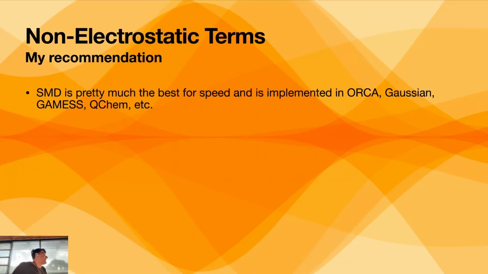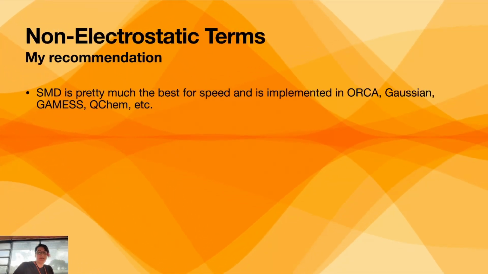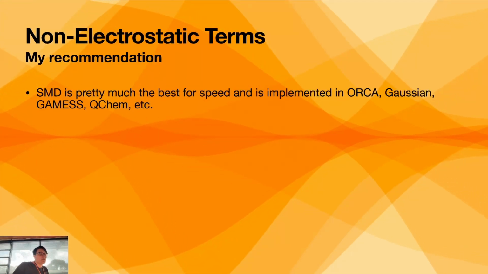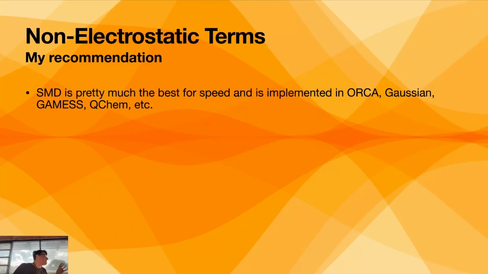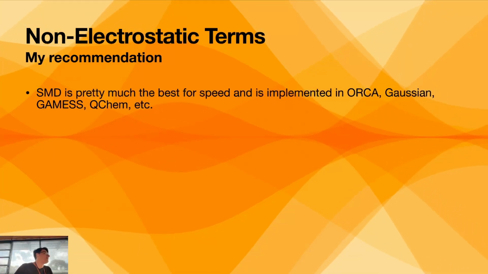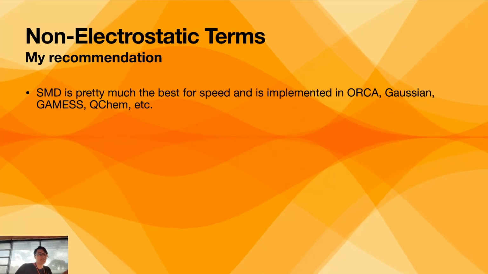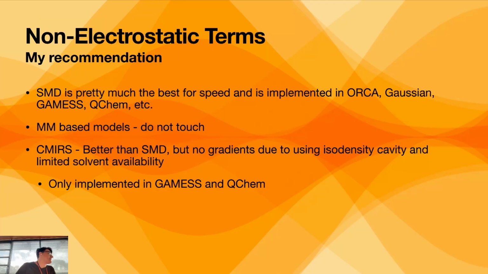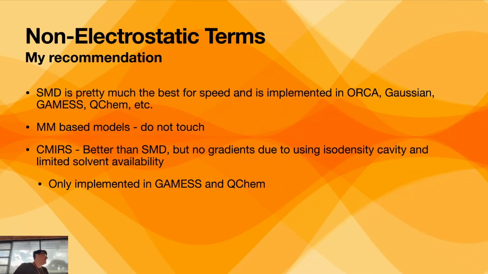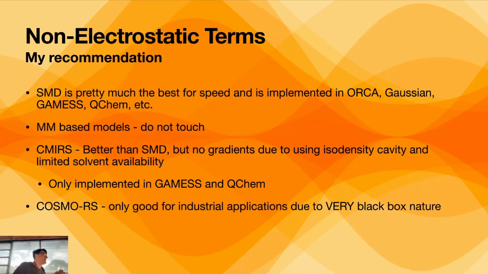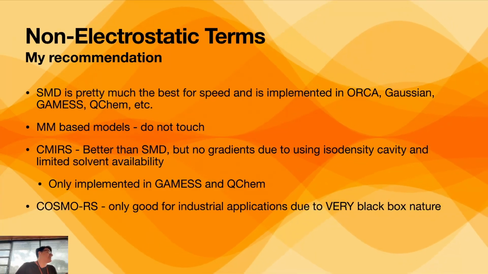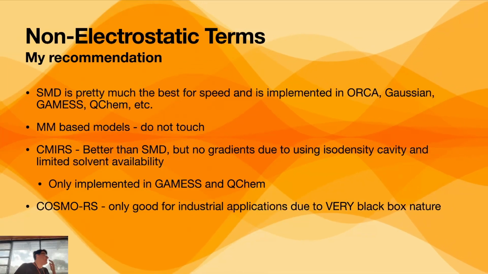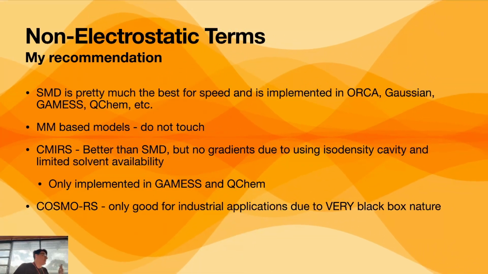My recommendations are actually pretty simple, and it's a hierarchy. SMD is pretty much the best for speed and is implemented in Orca, Gaussian, GAMESS, QChem, etc. Not Psi4, not PySCF. Always choose SMD if you have the choice. SMx-based models, don't touch them. CMIRS is better than SMD, but doesn't have gradients, and I've only seen it in GAMESS and QChem, if you really want to use GAMESS. COSMO-RS, really only good for industrial applications, bulk screening, that sort of stuff, where you want accurate predictions and you don't care how you got there.